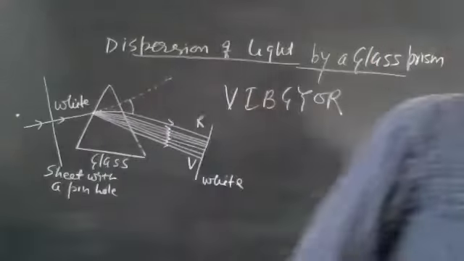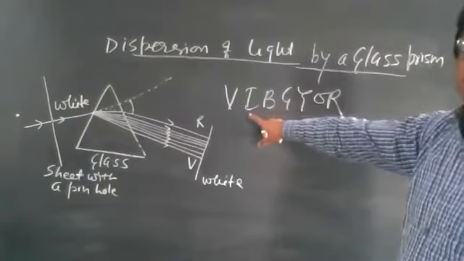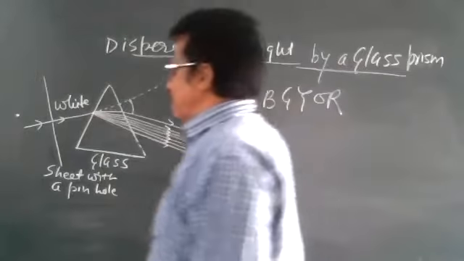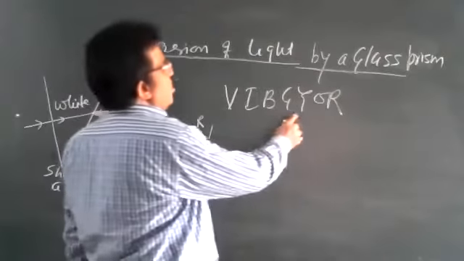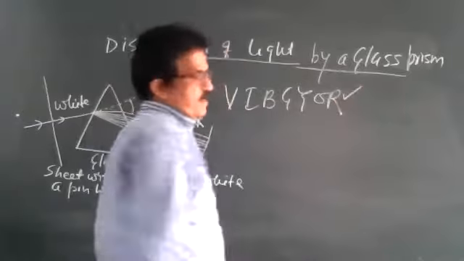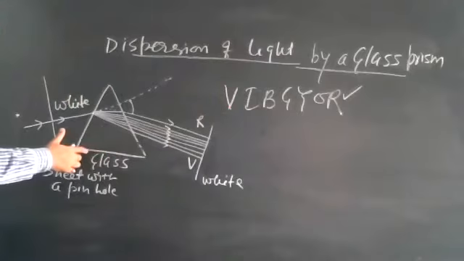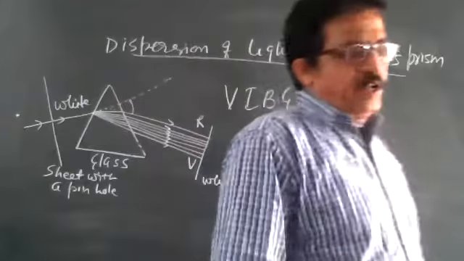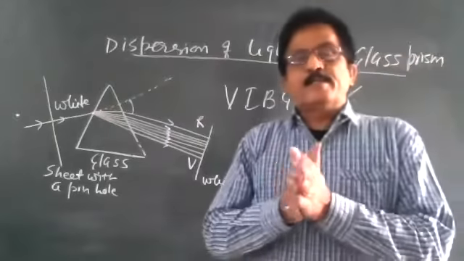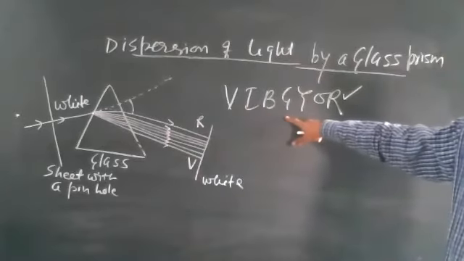Violet. Write down the sequence of this color. You know very well. Violet, indigo, blue, green, yellow, orange and red. These are the 7 different colors we are getting here. Then write down the definition, my dear children. Make the figure or write down the definition.